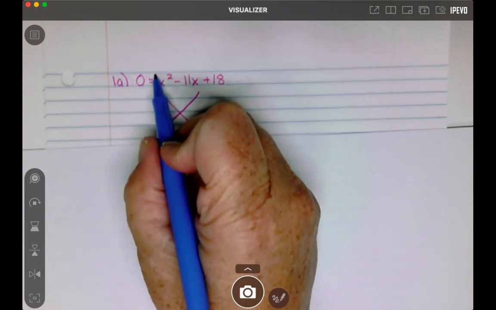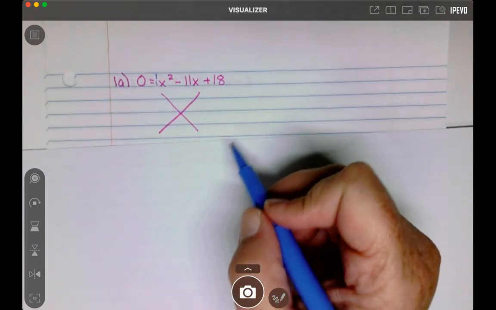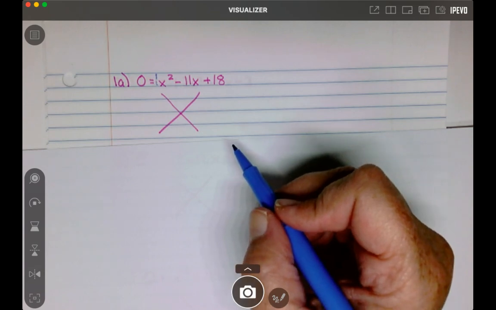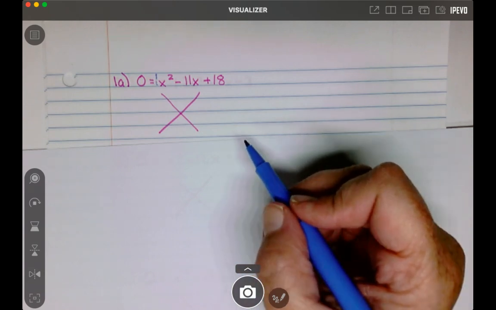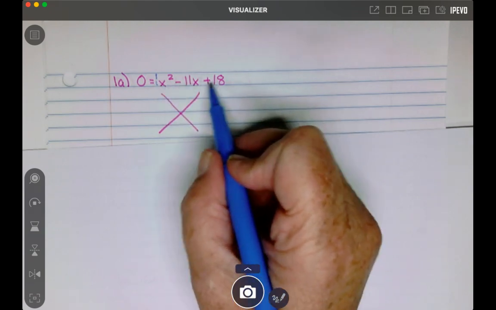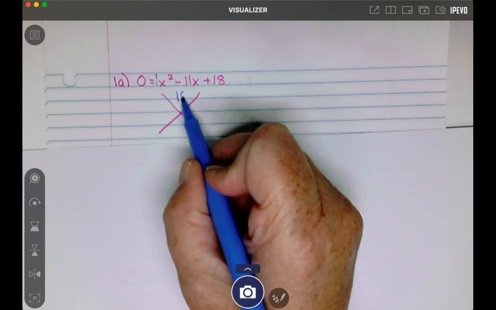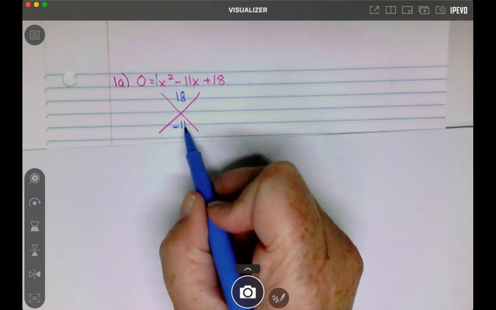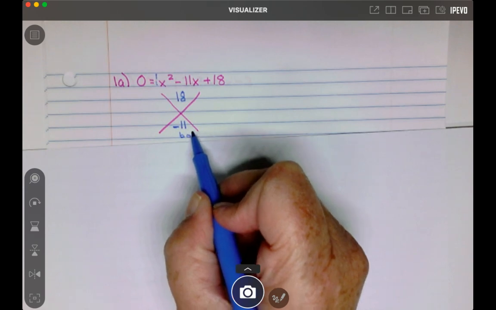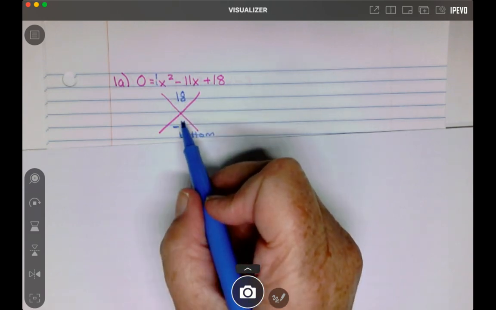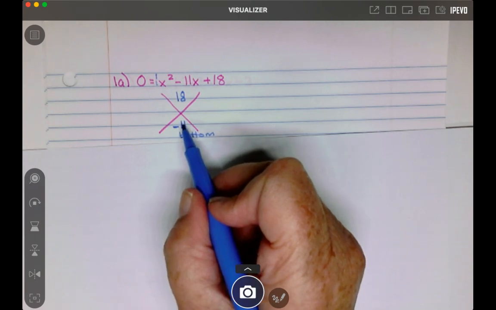So number one, your directions are to factor. Since a equals 1, we're going to do the regular big X. Remember, when a equals 1, do the big X, find the factors, almost done. We do a times c on top, which gives us positive 18, and a negative 11. Remember, b goes on the bottom. We're looking for numbers that multiply to be 18 and add to be negative 11.